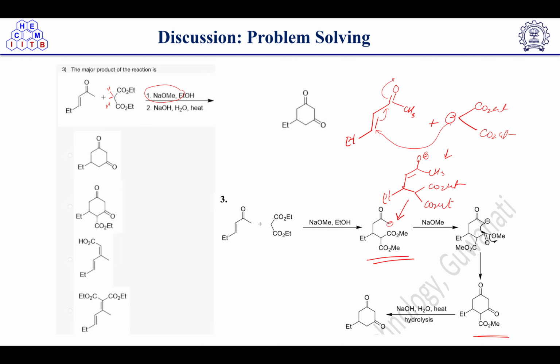to give the corresponding cyclohexyl diketone. Okay. After getting this diketone, the hydrolysis will take place in presence of water and sodium hydroxide, which will hydrolyze the product to give the corresponding diketone cyclohexane intermediate. Okay. All of you got this one?